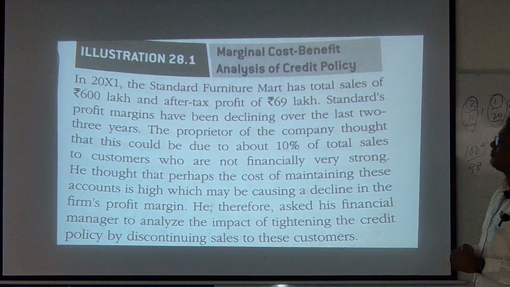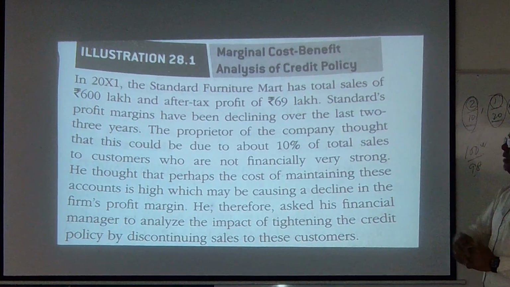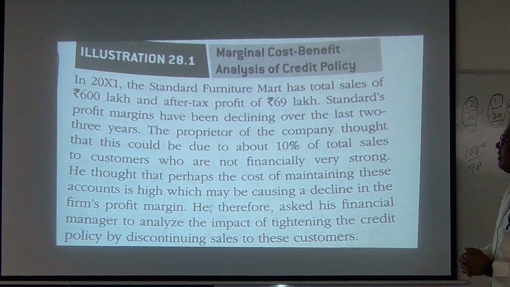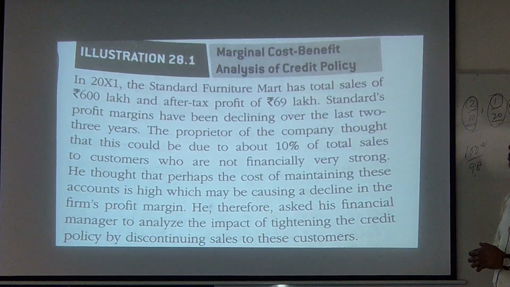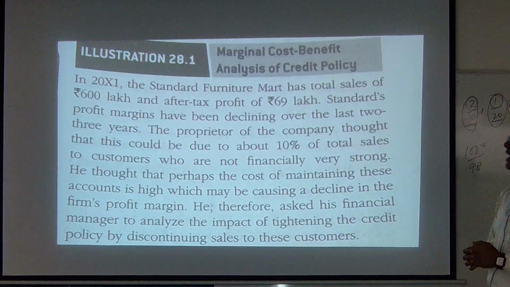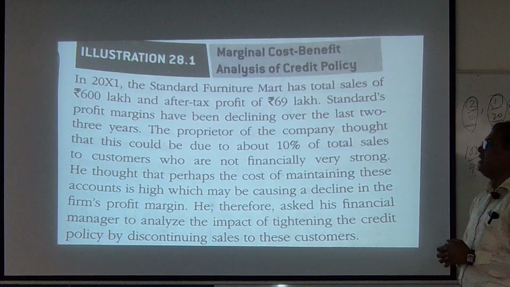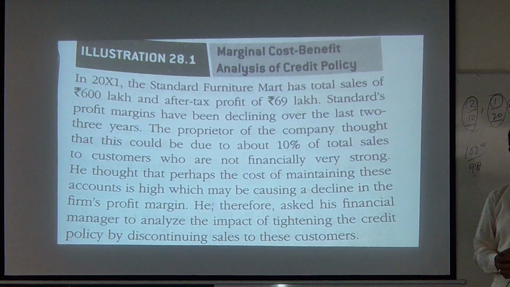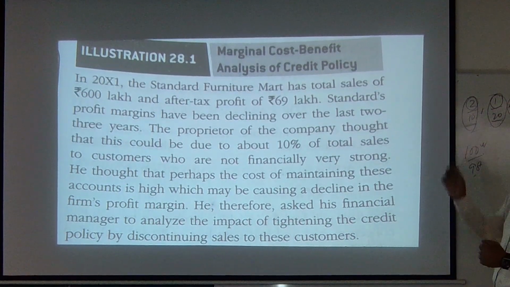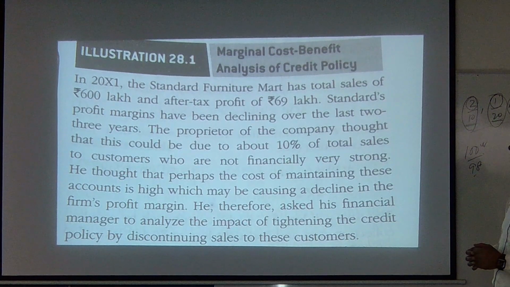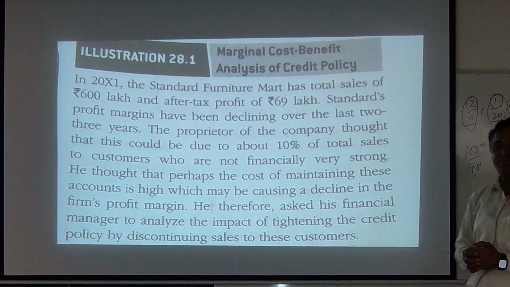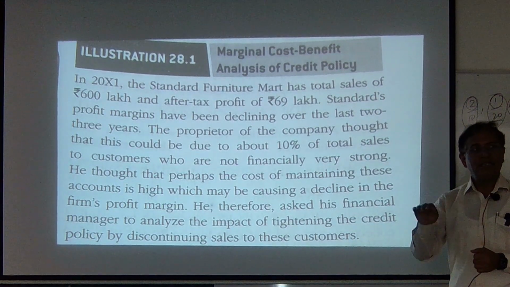पहला है, the Standard Furniture Mart has total sales of ₹600 lakhs and after tax profit of ₹69 lakh. Standard's profit margin has been declining over the last 2-3 years. Profit margin is decreasing.